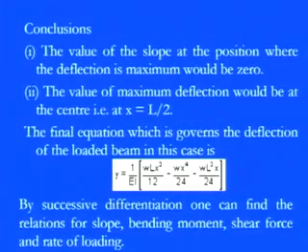The final equation which governs the deflection of a loaded beam, as we already discussed, is y equals 1 by EI times (WL x³ by 12 minus W x⁴ by 24 minus WL³ x by 24). By successive differentiation, one can find the relations for the slope, bending moment, shear force and rate of loading, as we discussed in the first section on how to correlate these things. So for a simply supported beam under this UDL, one can easily evaluate these quantities.